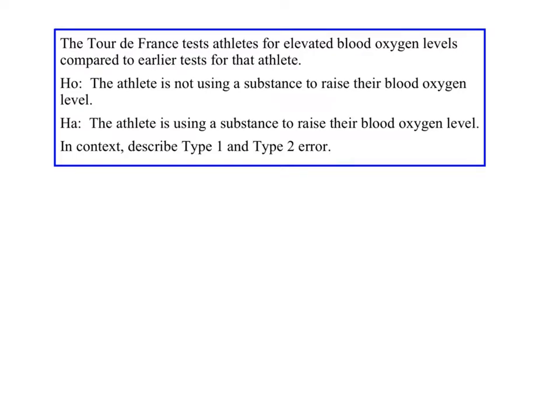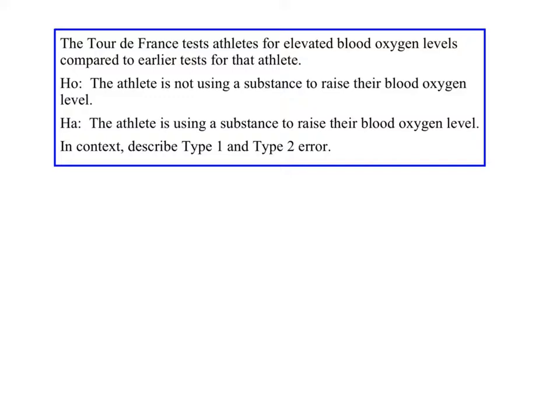I really, in this video, want to do some review on type 1, type 2 error, as well as one proportion z-tests, and show you a real-life example of a one proportion z-test from Minnesota. The Tour de France tests athletes for elevated blood oxygen levels compared to earlier tests for the athlete. The null: the athlete is not using a substance to raise their blood oxygen level. The alternative: the athlete is using a substance to raise their blood oxygen level.